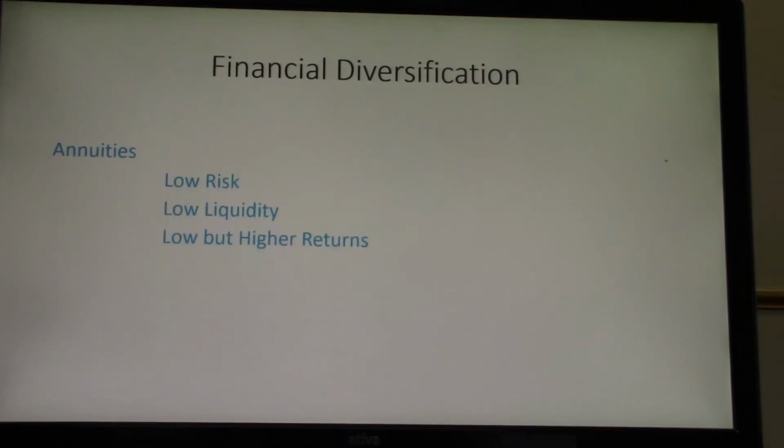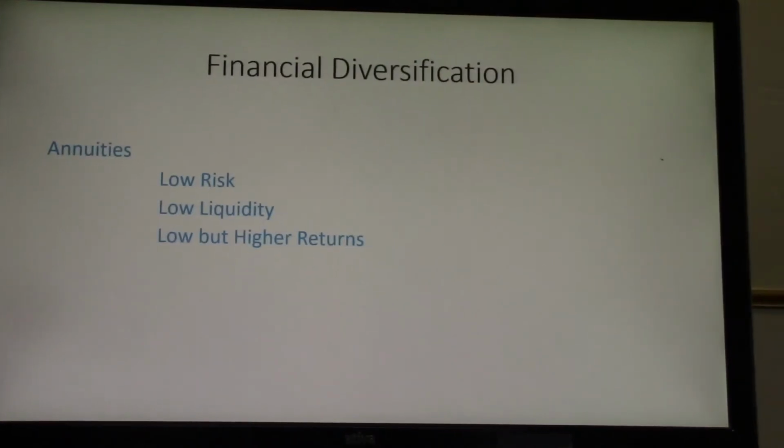So the second one, of course, was A, and that stood for annuities. With annuities, we have low risk again. They're very, very safe, almost 100% safe. But we do have lower liquidity in this case. You can't just take your money out like you can out of a savings account. And we still have low, but we have higher returns than you get in the banks. Usually 2 to 3 times higher, sometimes as much as 10 times higher.